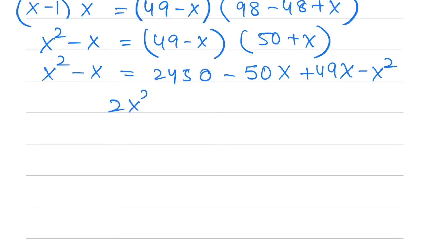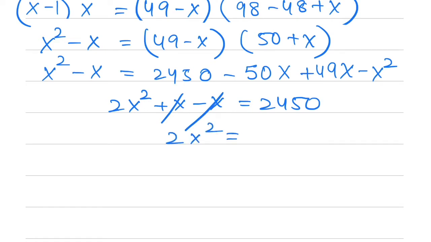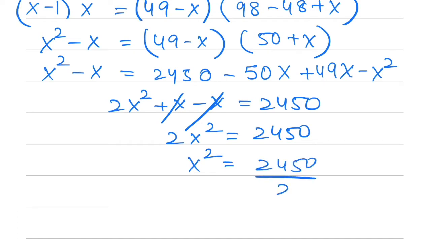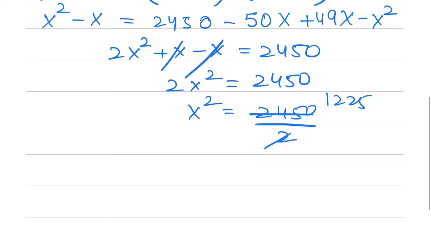We have 2X square plus X minus X is equal to 2450. So this gets cancelled and we have 2X square is equal to 2450. X square is equal to 2450 divided by 2. So we have 1225. So X is equal to 35. That's a perfect square answer.